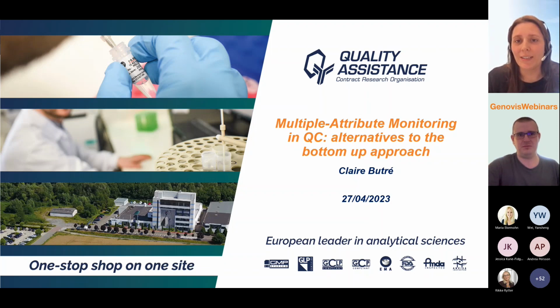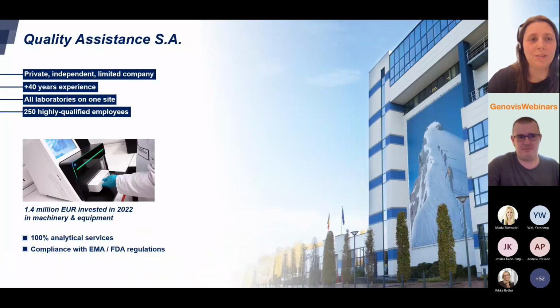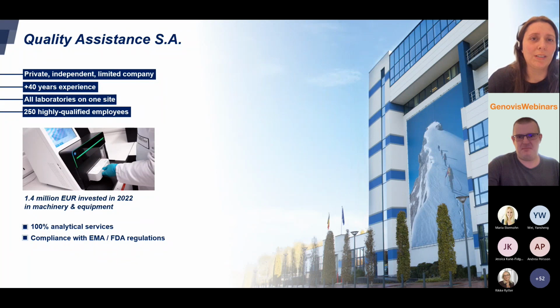So I will present today the work we performed here at Quality Assistance on multiple attribute monitoring in QC, alternative to the bottom-up approach. So let me start by saying a few words about Quality Assistance. We are a contract research organization. We are a private company with more than 40 years of experience. We are currently 250 employees, and we provide analytical services for pharma and biopharma companies.